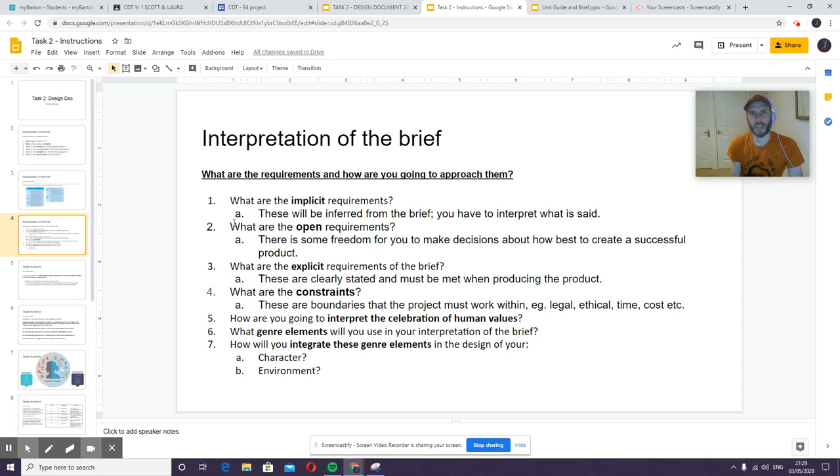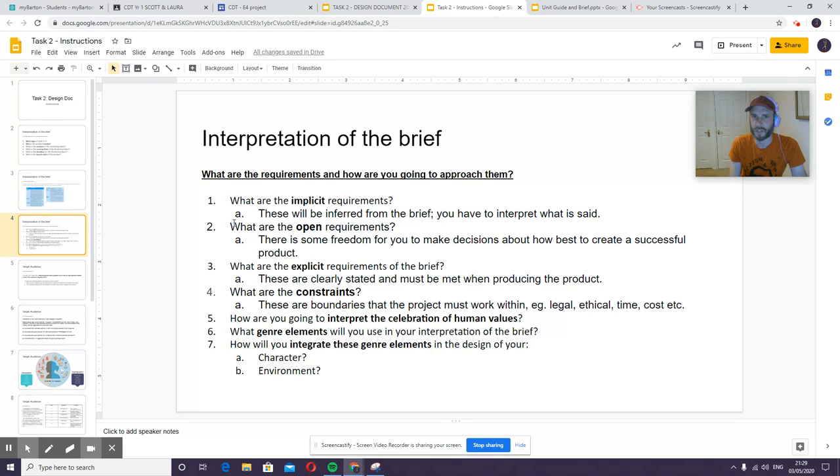Right, so when it comes to the areas that come down to your interpretation, I want you to talk about the implicit requirements, the open requirements, the explicit requirements of the brief, and the constraints on the project. And then how you're going to interpret some of these requirements.